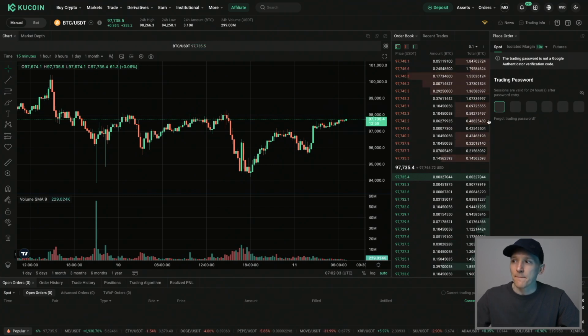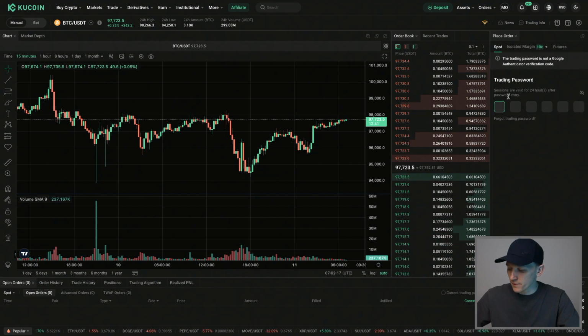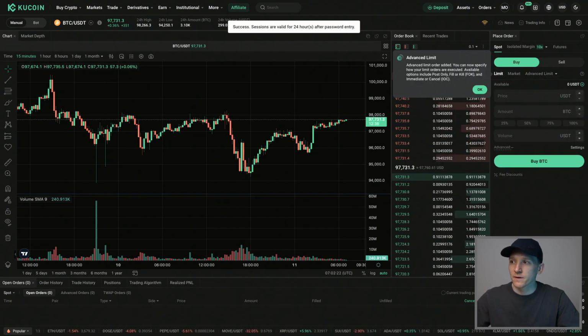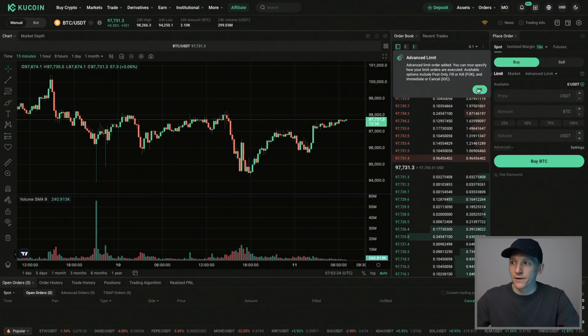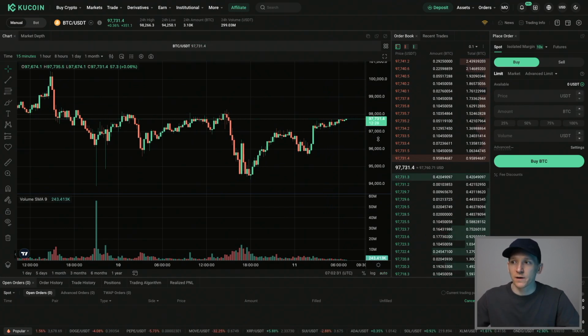Now from here, it may ask you to set up a trading password. This is like a PIN number that you can enter. This is an extra security step just to make sure that if someone gets access to your system, they can't trade without this password. So I'm just going to put that in. You can see there that that has been accepted. So now you're actually allowed to go ahead and trade. It may ask you to put a trading password in before you go ahead and trade, so you can put that in.